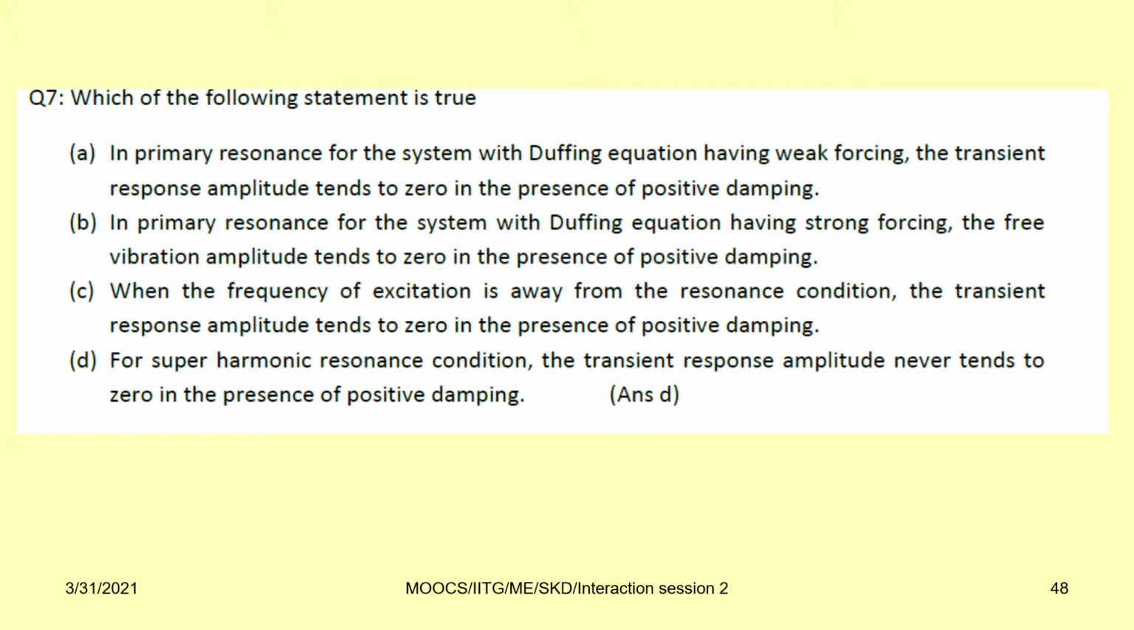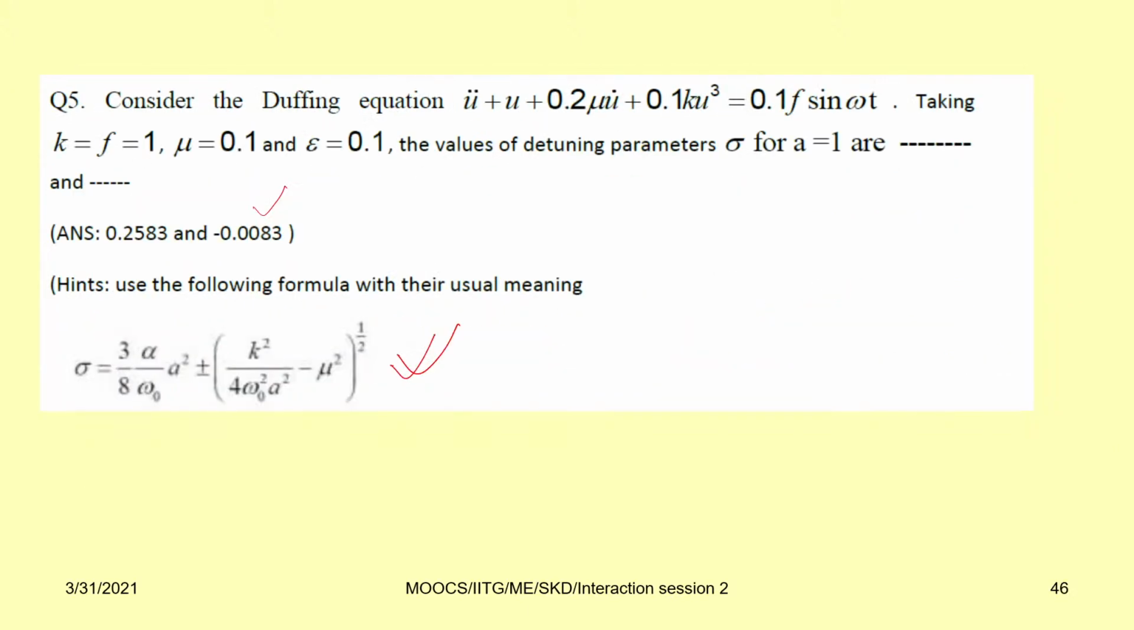Which of the following statements is true? So in primary resonance for a system with, okay, there is some more question, Chandan Pradhan. What is the value of alpha? Okay, which question? In question number 5, you go back. So you just see what is the value of alpha. So alpha is this one.